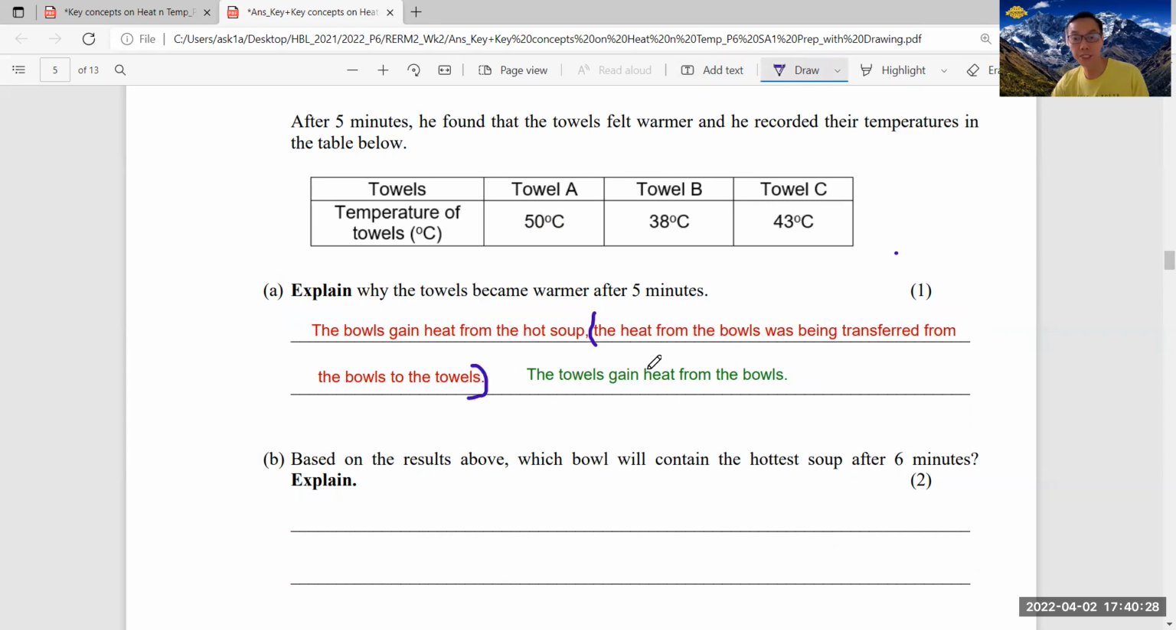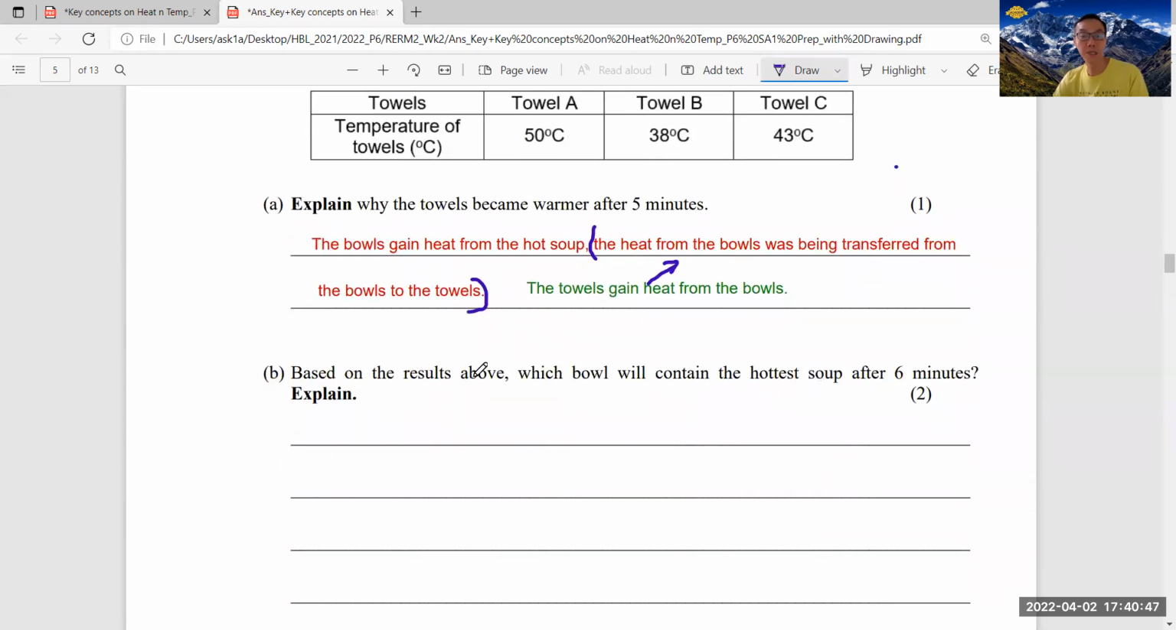So instead of writing this, you can also put this in. The bowls gain heat from the hot soup. The towel gains heat from the bowls. So it's from one to the other. The bowls gain heat from the hot soup. The towel gains heat from the bowls.